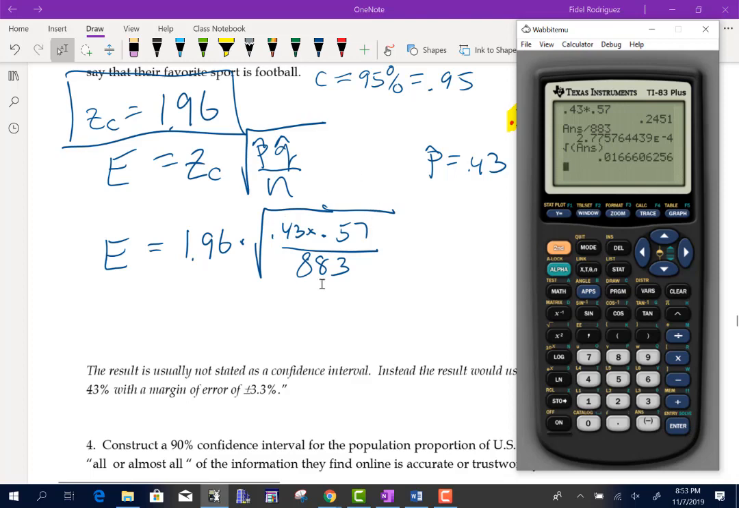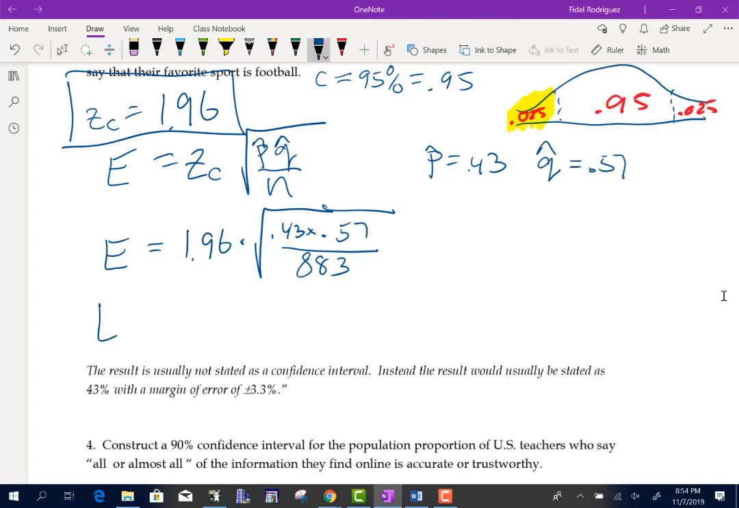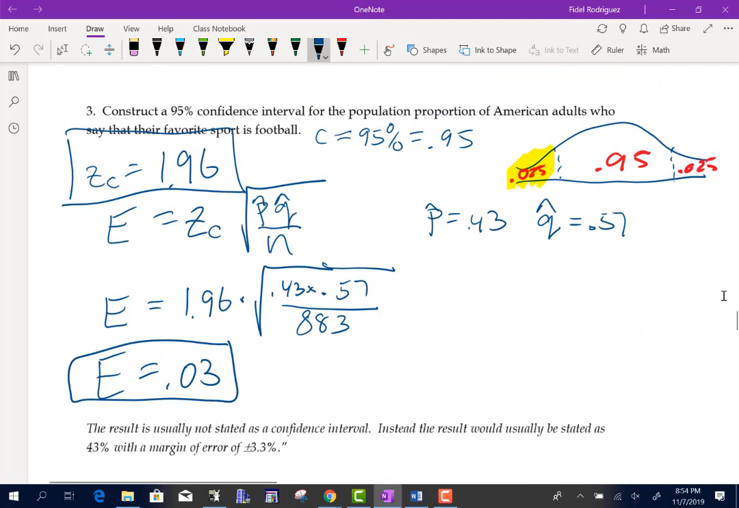So we just did this piece right here. What are we going to do with that number? Times 1.96. One moment, please. Okay, look, when we were doing our p hat and our q hat, how many decimals did we use? Let's use 2 here too. 0.03. Okay, so we found our error.